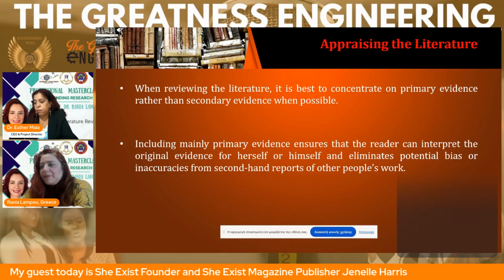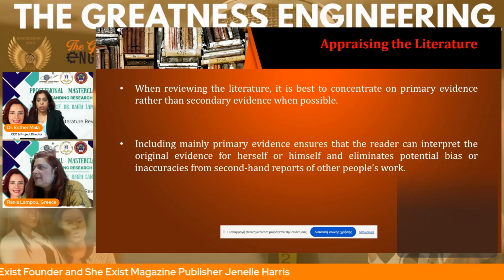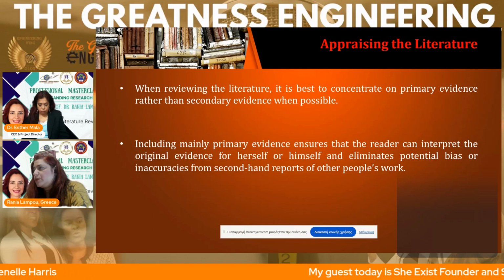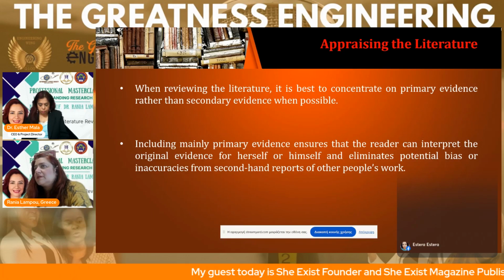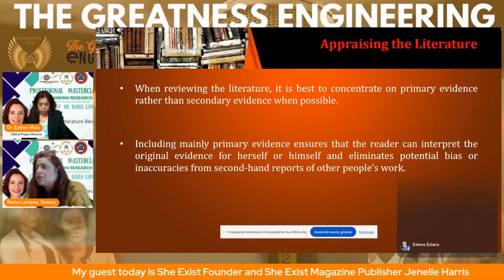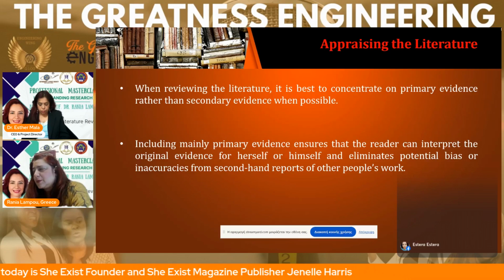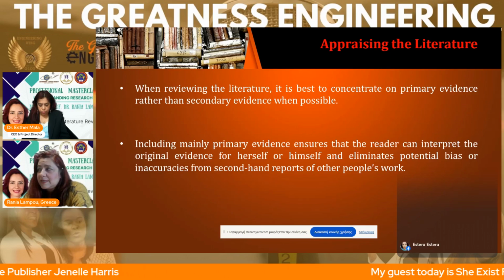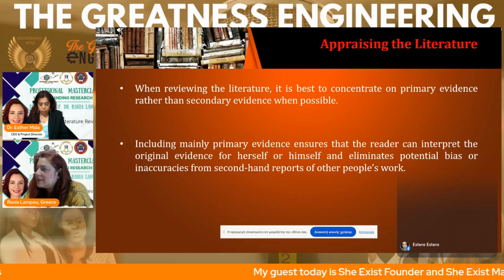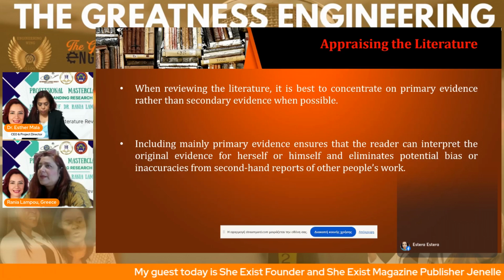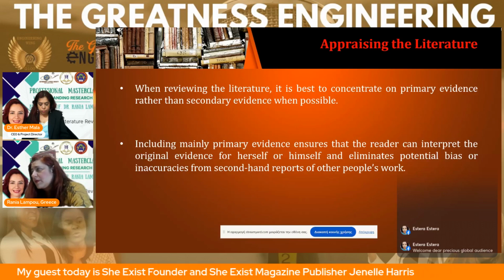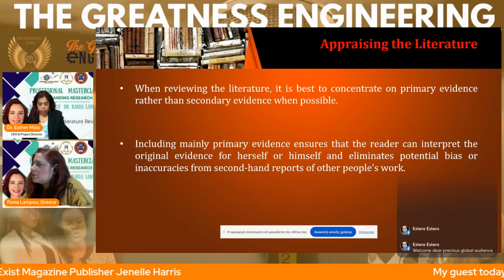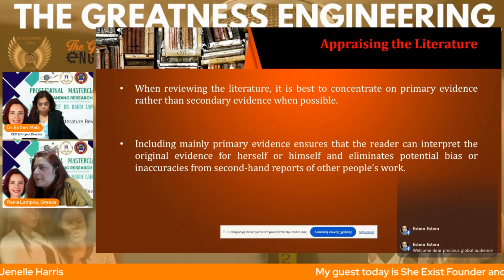So when you review the literature, it is best to concentrate on primary evidence rather than secondary evidence when possible. Primary evidence is original research, such as clinical trials, studies, or statistical reports. On the other hand, secondary evidence includes articles in which the author reports on original research or data. Using primary evidence ensures that the reader can interpret the original evidence for themselves and eliminates potential bias or inaccuracies from second-hand reports of other people's work.